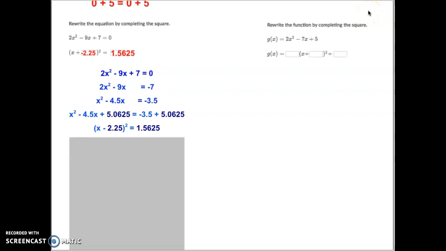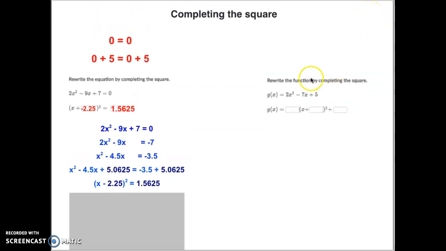Okay, now for the other side. Now we're going to complete the square. You're going to notice the format on this one is just slightly different. Everything is being done on just one side of the equation. So I need to do a little math for you and make sure you're okay with this as well.